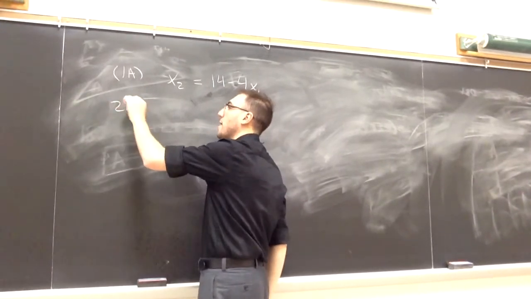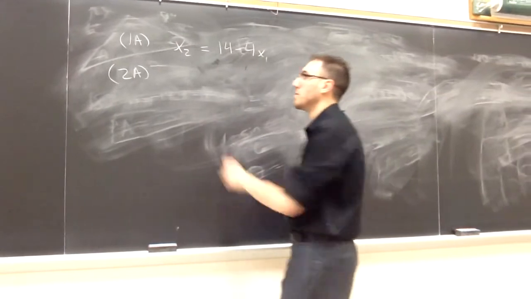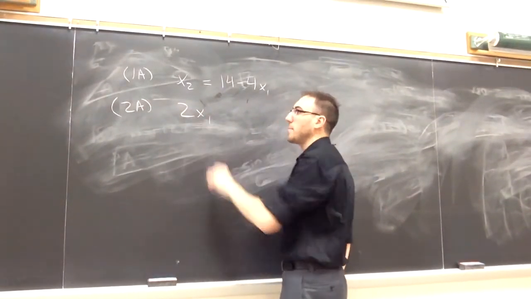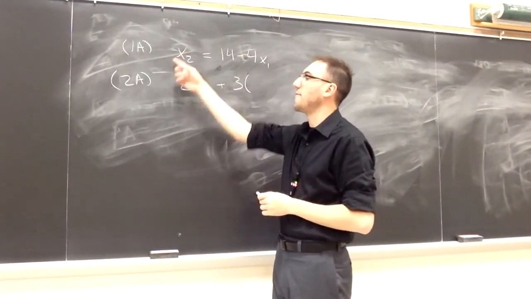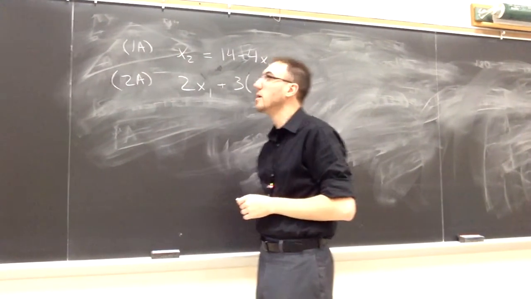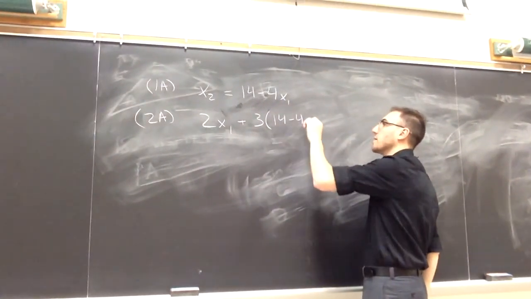So what I can do is rewrite my second equation with this rule imposed. So 2x1 I'm going to keep, but now instead of writing x2, I'm going to use the definition I got from my first equation. So x2 I know is the same as 14 minus 4x1.